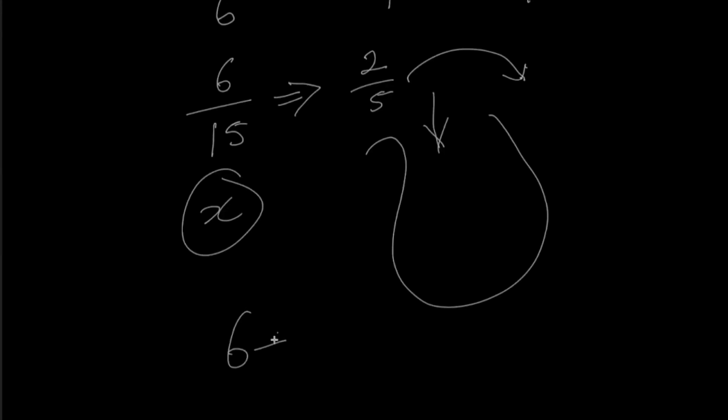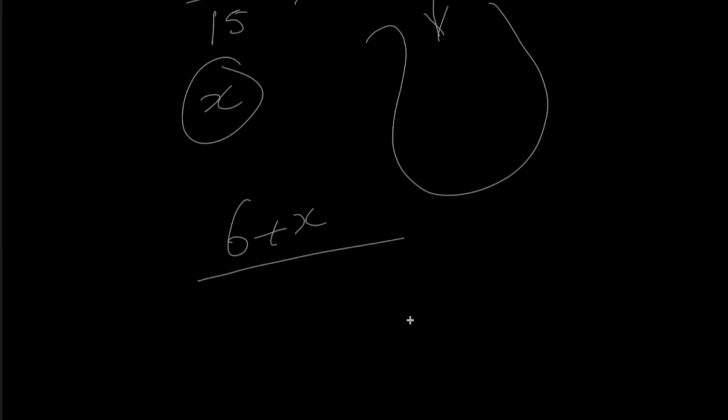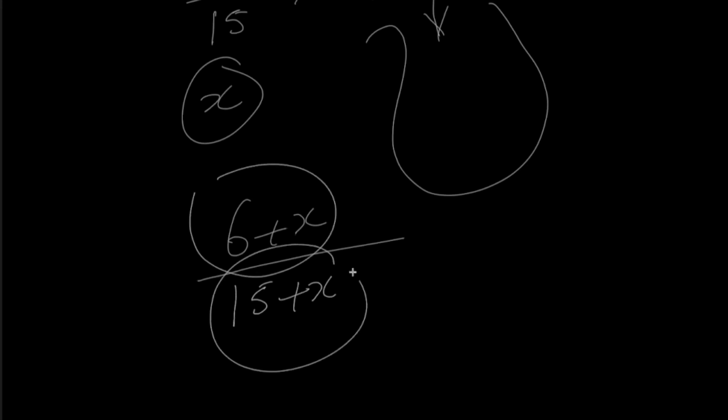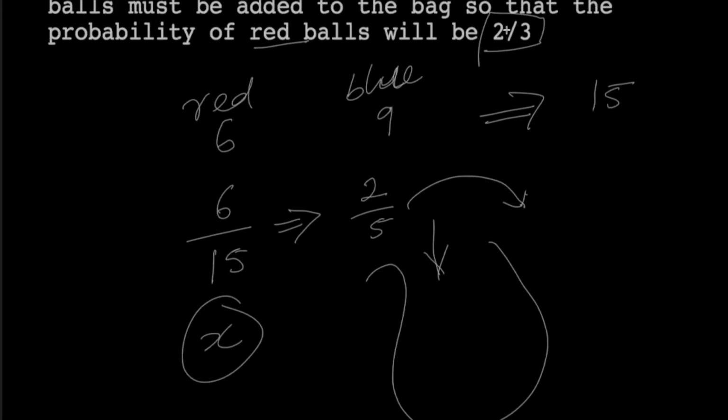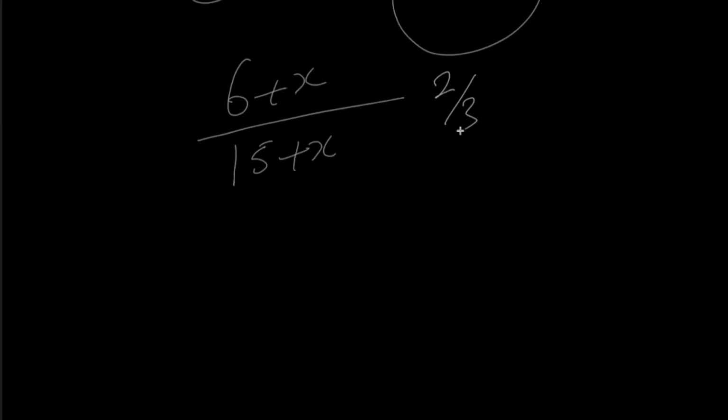That is 6 plus X. If the number of red is increased, the total number of balls in the bag will definitely increase by this X. So this is the new probability now. This divided by this is equal to 2/3. But we don't know X. That is the work we need to do.